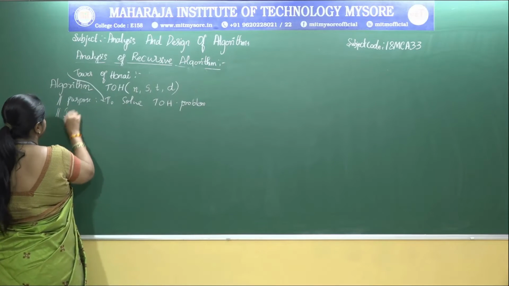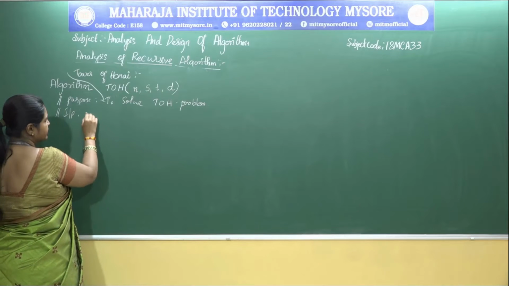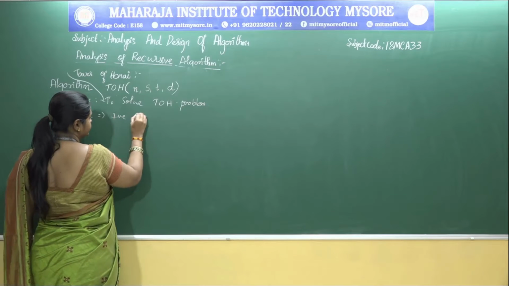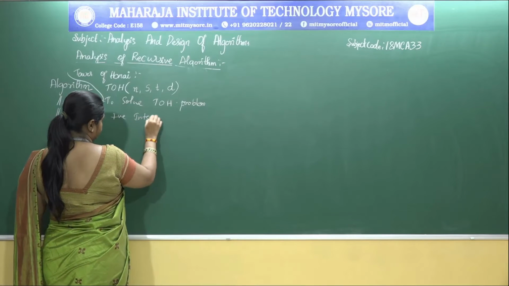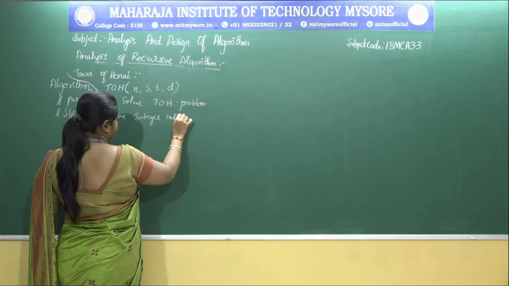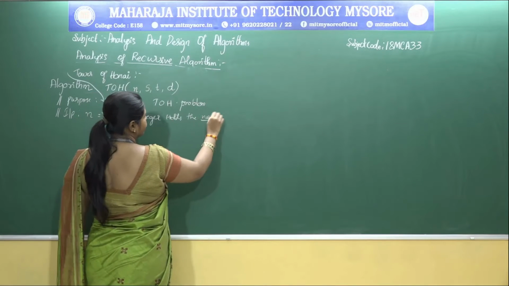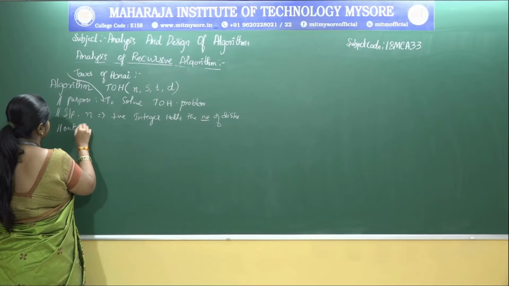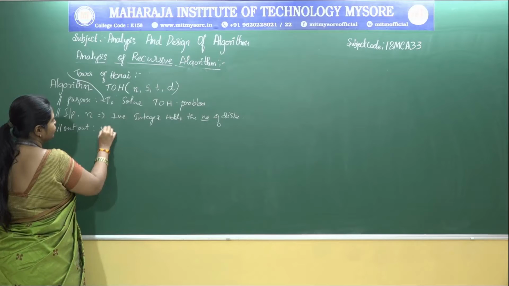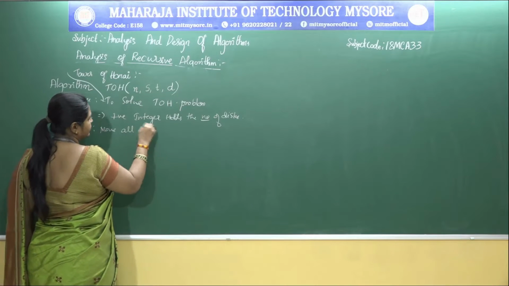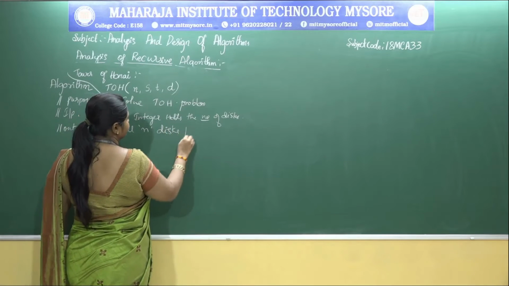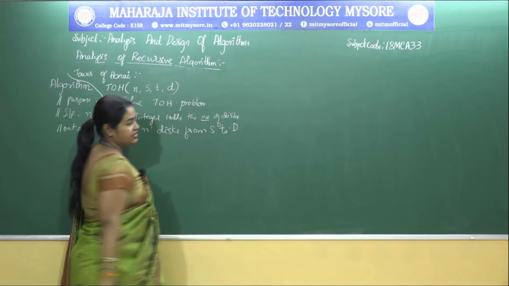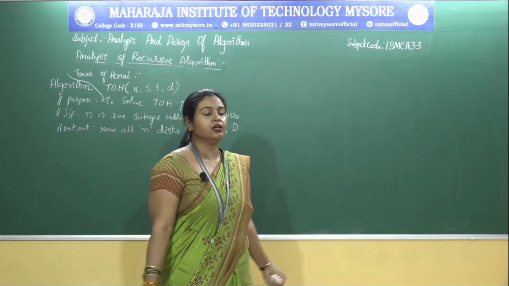Okay. Second thing, input. What is the input? That is your n disks. Okay. A positive integer, which holds the number of disks. Okay. Next, output: move all n disks from source to destination. Okay, right? This is what we need as the output.